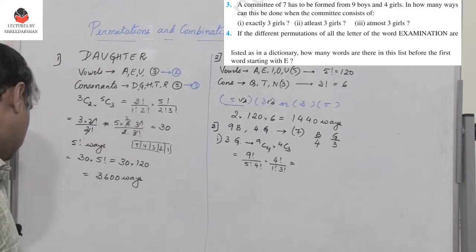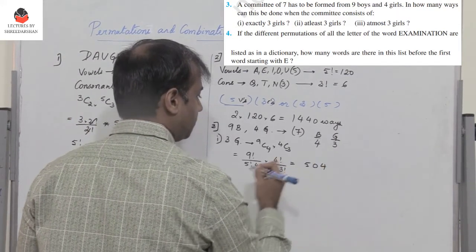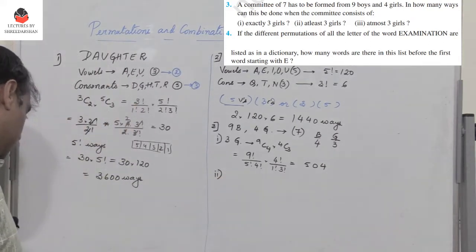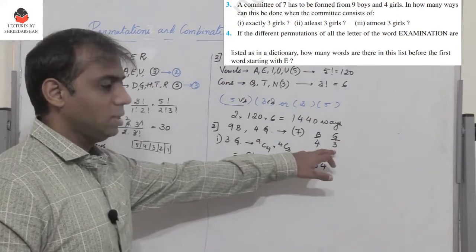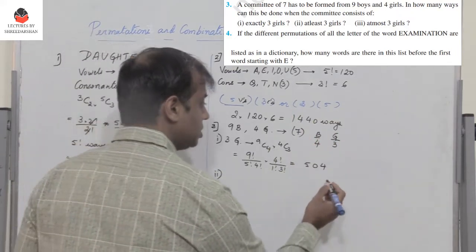So when this gets simplified, we get the answer as 504. So I hope you can do the simplification. The second one, at least 3 girls. Now at least 3 girls means you need to have a minimum of 3, or you can have more than 3 girls. So what is the condition?